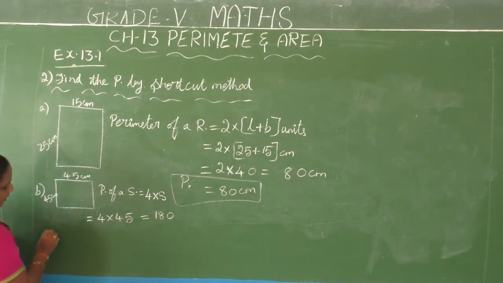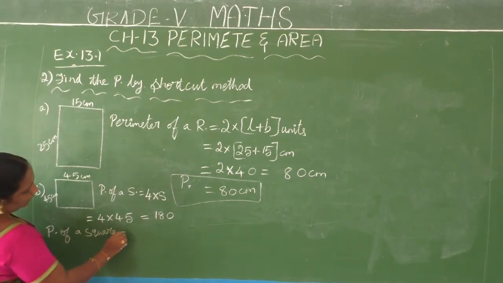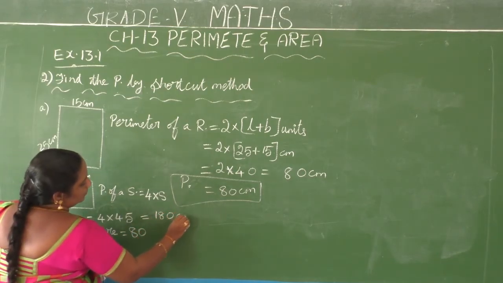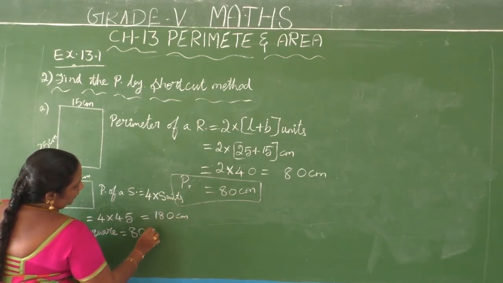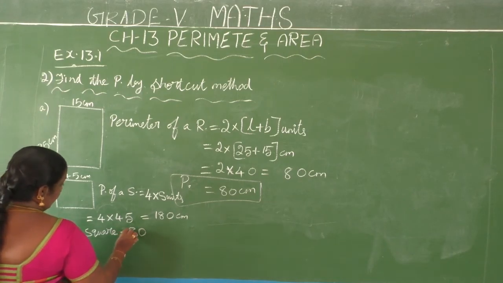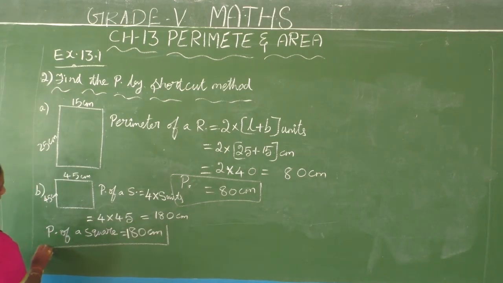So what is the perimeter of the square? Perimeter of the square equals 180. You have to write the units. Here I wrote just 180 only, but it is 180 centimeter. This is the answer.